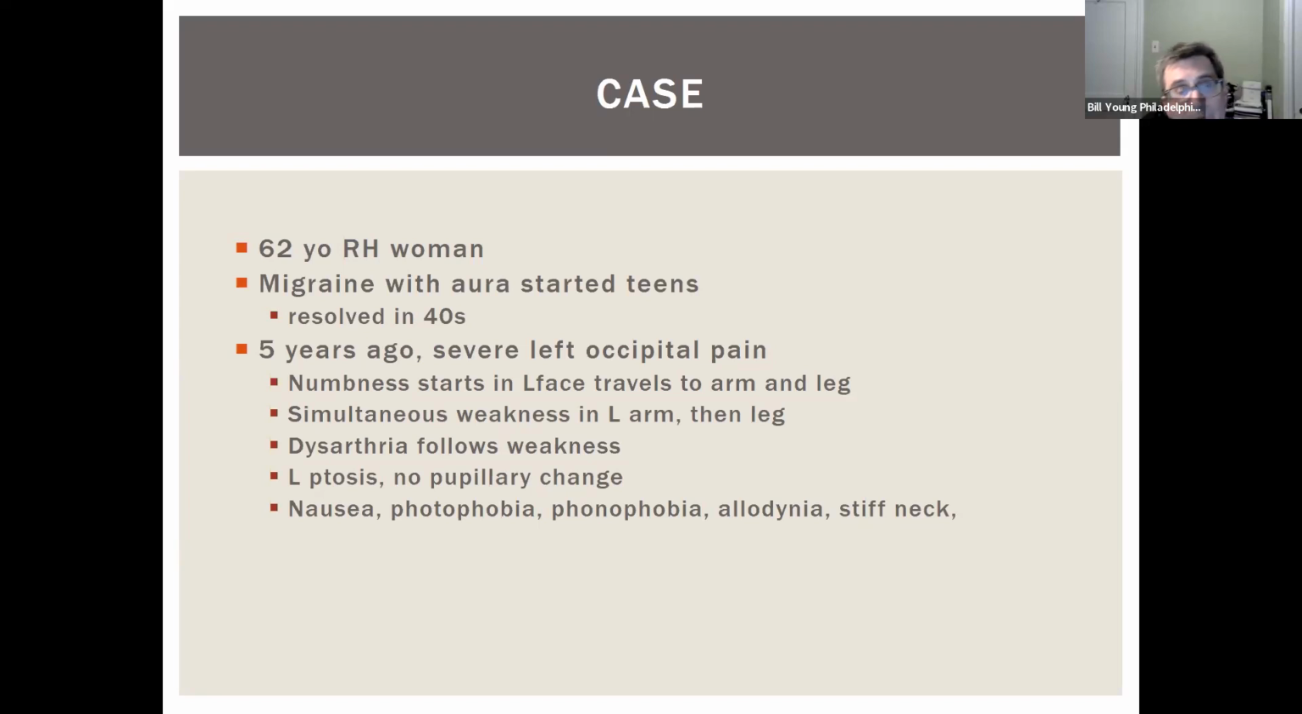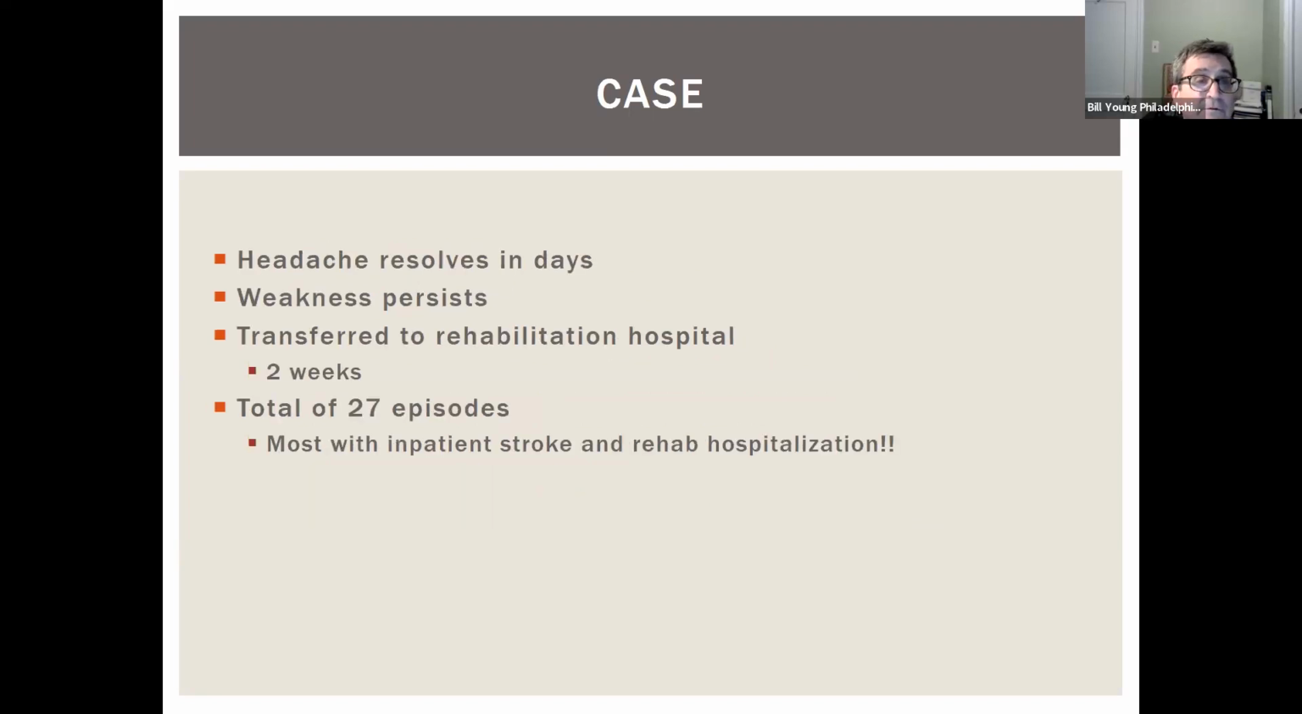After the weakness and the numbness, which came together, she would have trouble speaking and slurred speech, and she'd get a droopy eyelid. Through this, she had terrible nausea and vomiting, light and sound sensitivity, scalp sensitivity, and a stiff neck. She had many attacks. The headache would resolve in a couple of days, and the weakness would persist. So she had 27 episodes, we think, by the time she saw me.